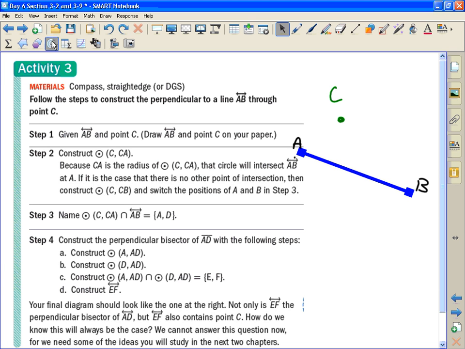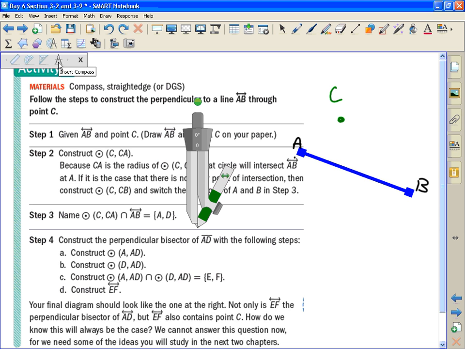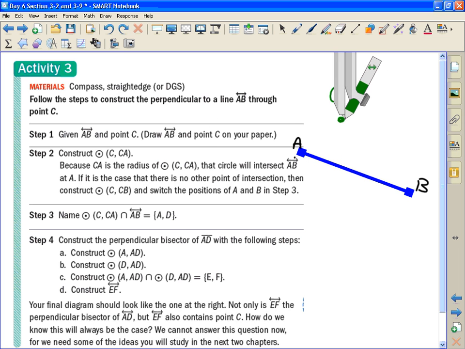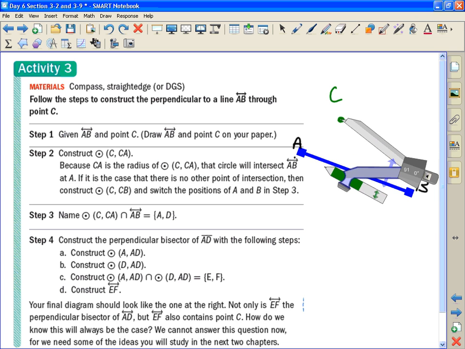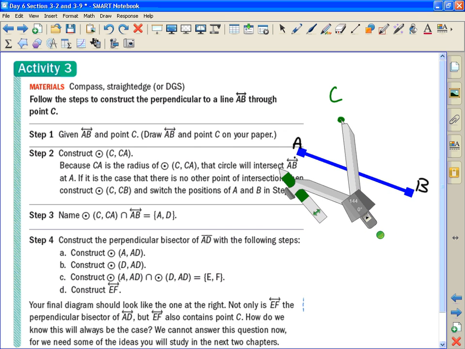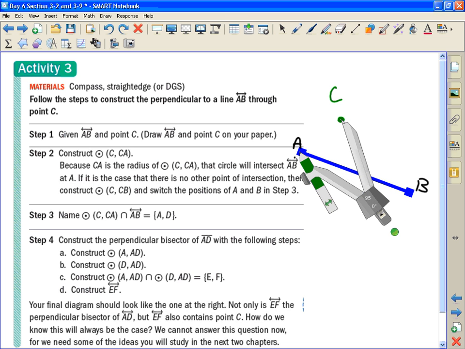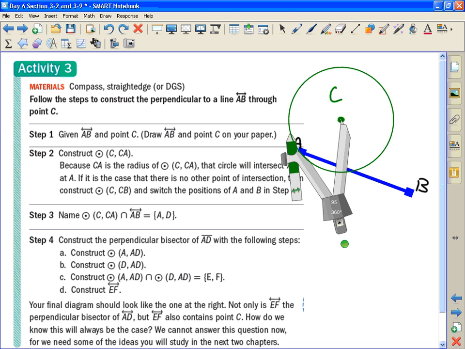I'm going to again get out my compass. I'm going to draw a circle that has a center at C and a radius of A. I take my compass and place the sharp point exactly on top of C, then move it so that my pencil goes on point A. Once I've done that, I'm going to trace it and draw the circle.